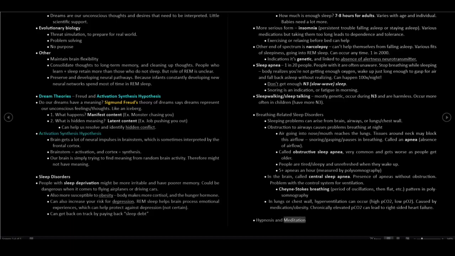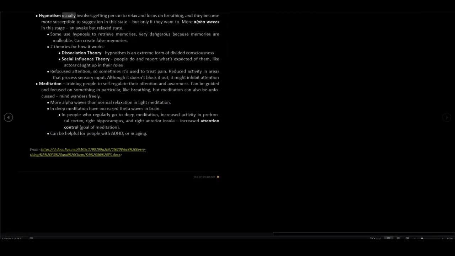Hypnosis and meditation. Hypnotism usually involves getting a person to relax and focus on breathing, and they become more susceptible to suggestion in this state, but only if they want to. There are more alpha waves in this stage, an awake but relaxed state. Some use hypnosis to retrieve memories, which is very dangerous because memories are malleable. It can create false memories.